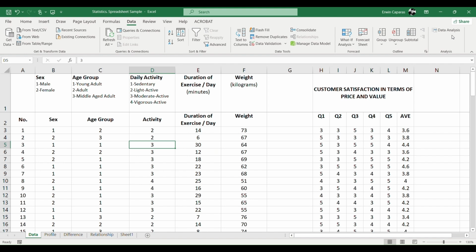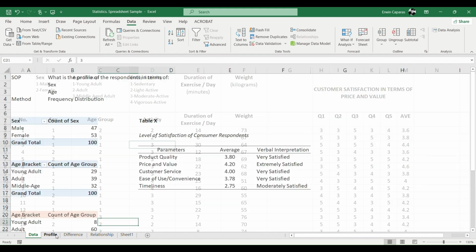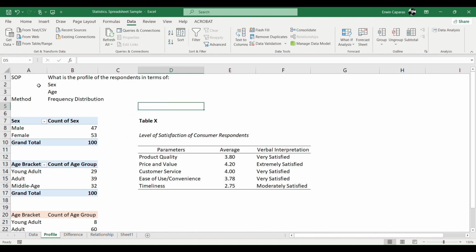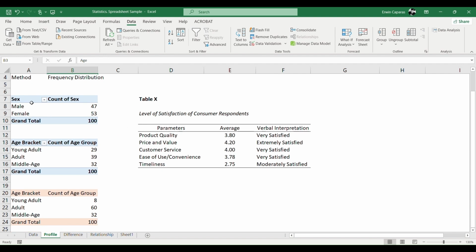Now that we have the data analysis tool, we have to look into the SOP. Say, for example, your SOP number one is the determination of the profile of the respondents in terms of sex and in terms of age. The method that we will be using is frequency distribution. It means that we will just be presenting the frequency of male and female, and the frequency of young adult, adult, and middle-aged adult. So, paano ito ginawa?